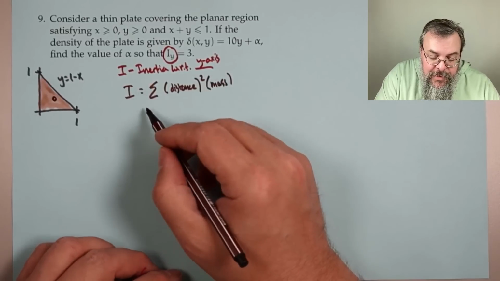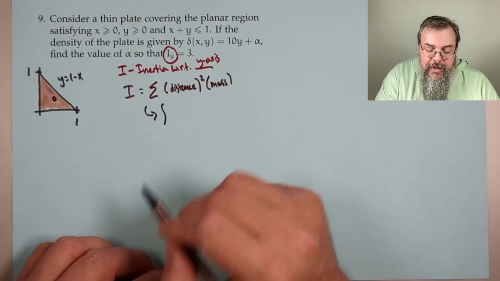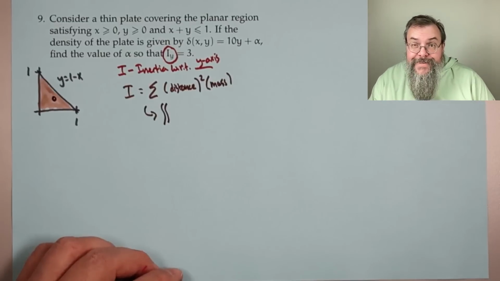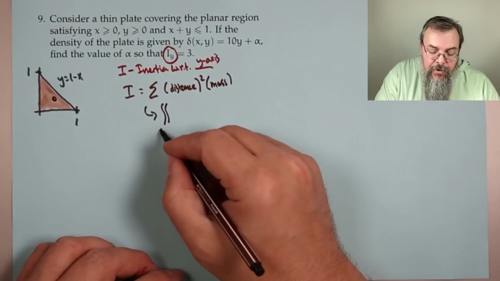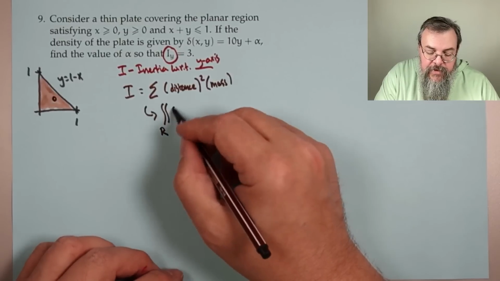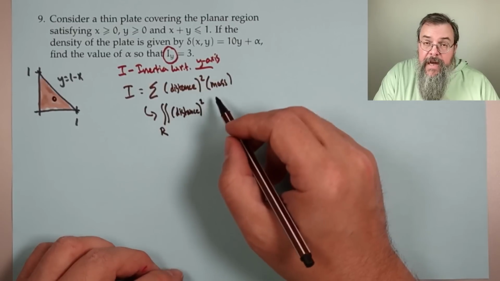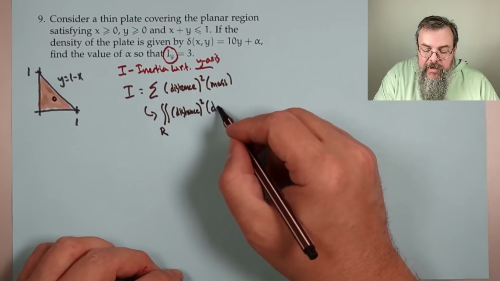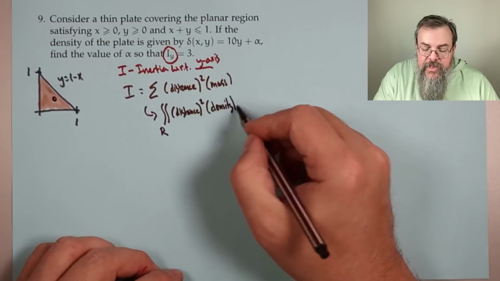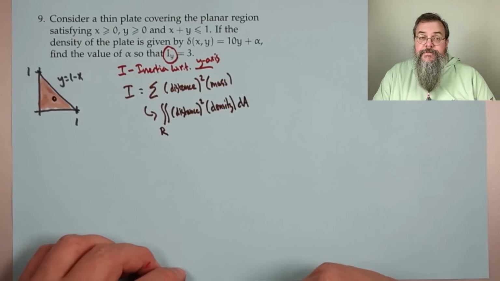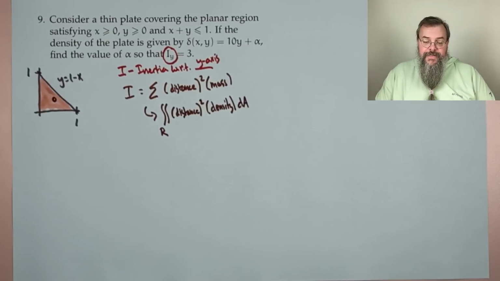And how do we do it? Well, of course, we think of littler and littler pieces, so it becomes the integral over our region of our distance squared times mass. And the way we do mass is we say, well, let's find the density of that region times the area of that region. So there's our generic formula.